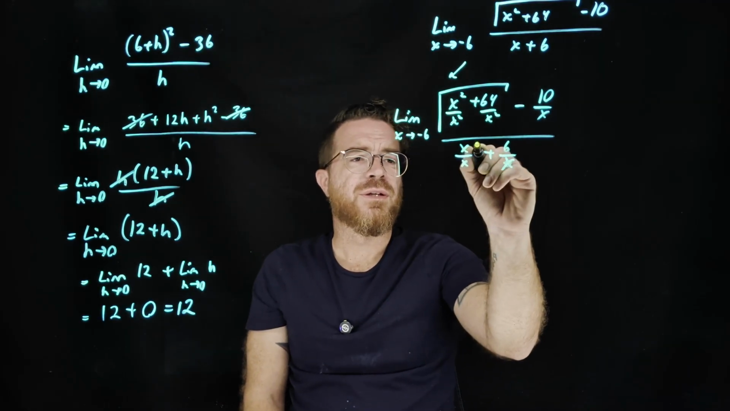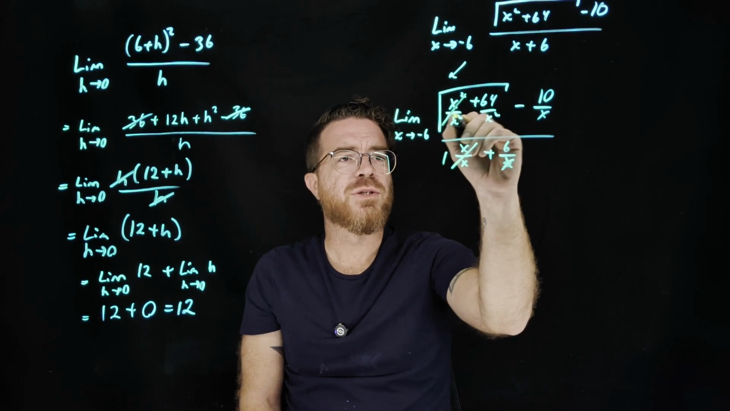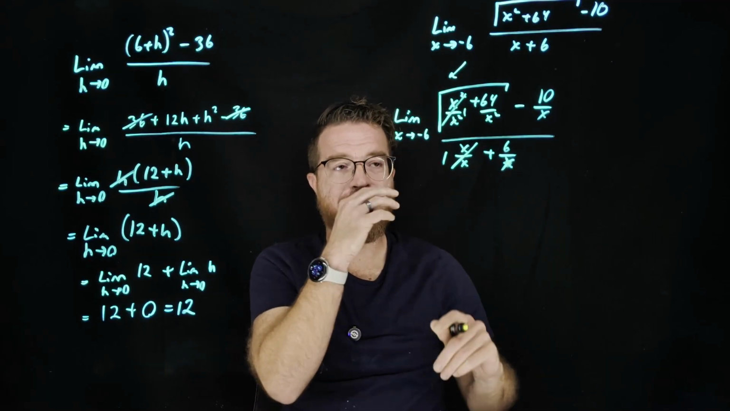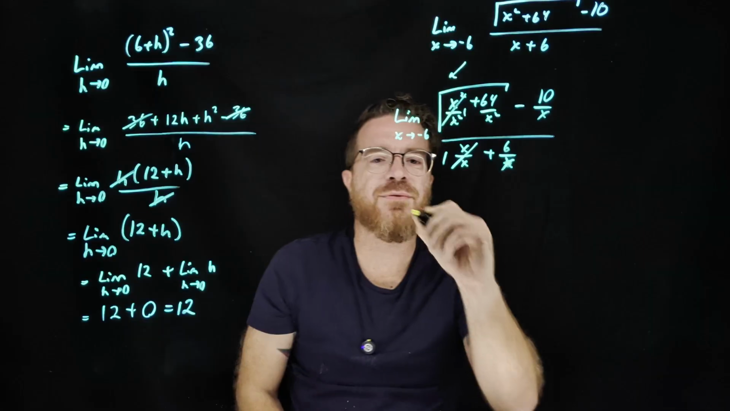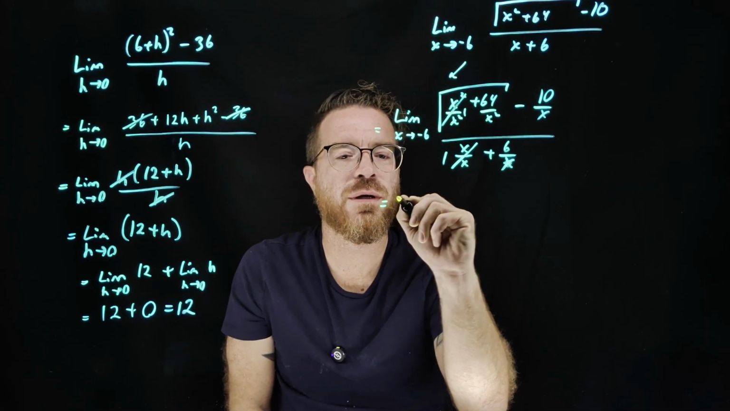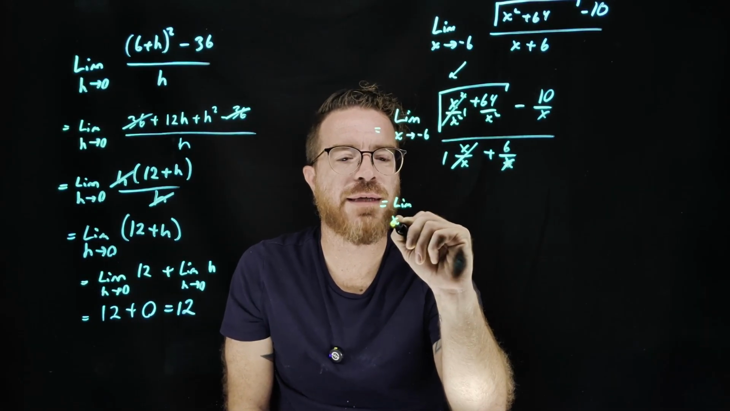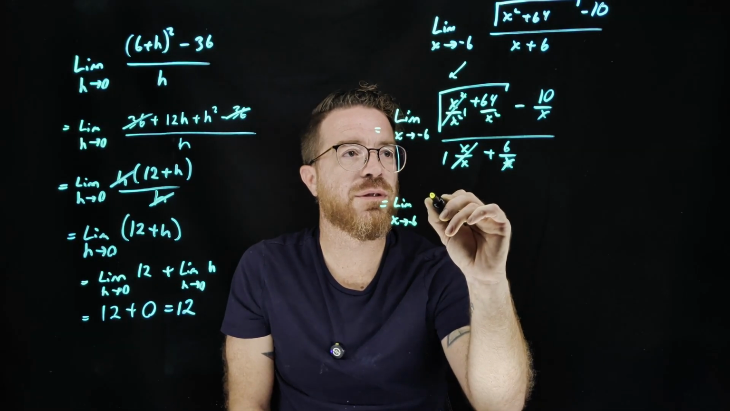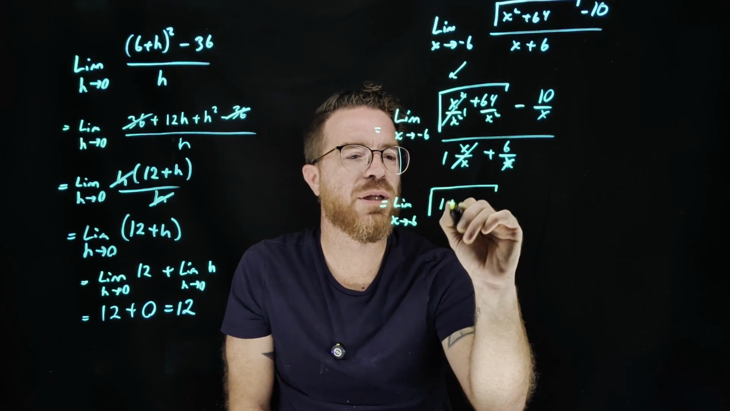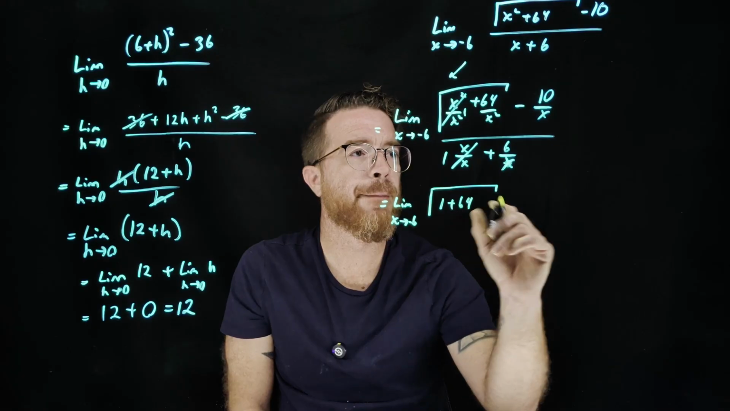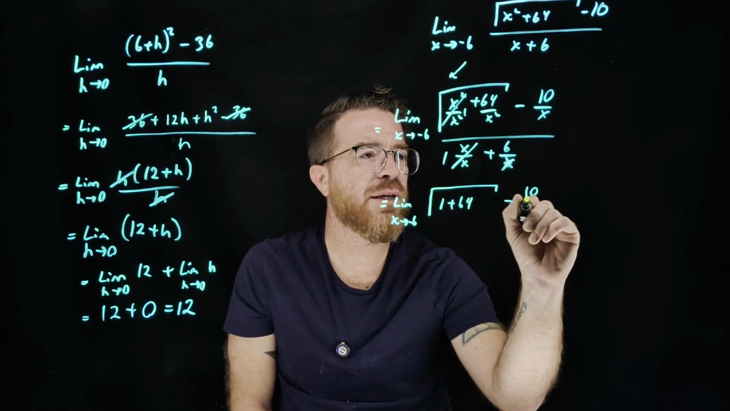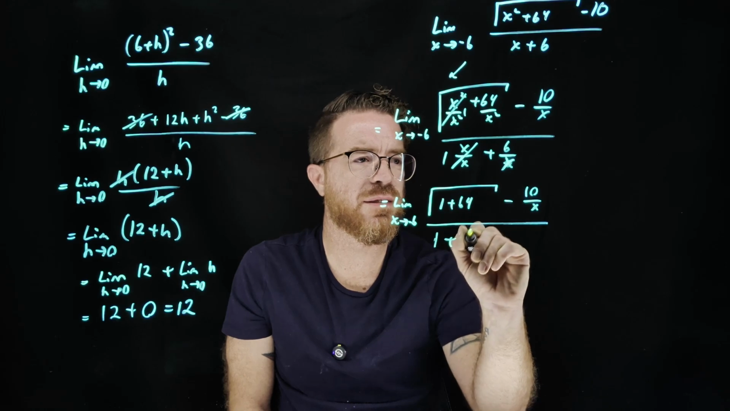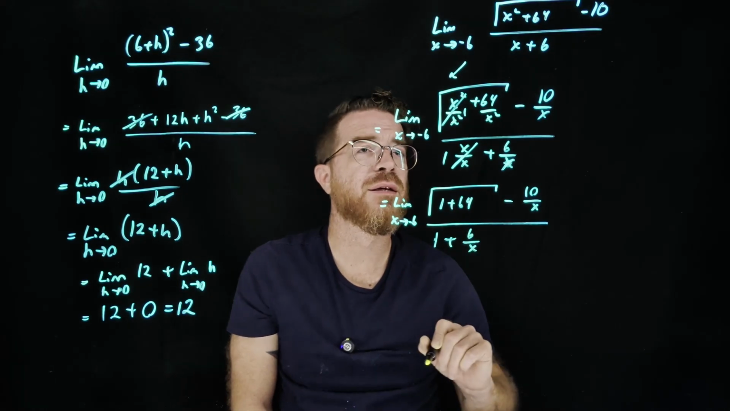So now we do some cancellation. This term goes to 1, this term goes to 1, and everything else seems fine. So now we have that this is equal to the limit as x approaches -6 of the square root of 1 plus 64 over x squared, minus 10 over x, divided by 1 plus 6 over x.